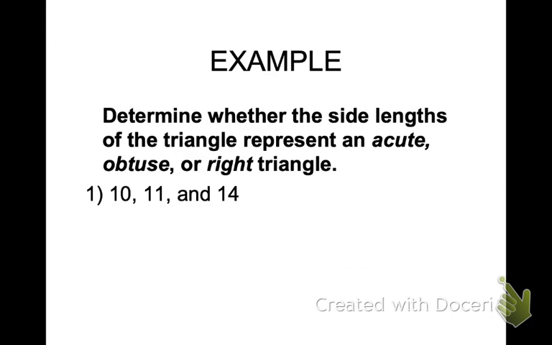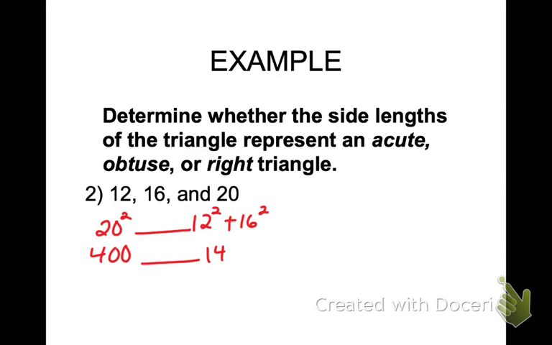So in B, which number should be your C? 20. So now we're going to do 20 squared, and we're going to compare it to 12 squared plus 16 squared. 20 squared is 400. Then we have 144 plus 256. So that gets me 400, doesn't it? So what type of triangle do we have? Right.